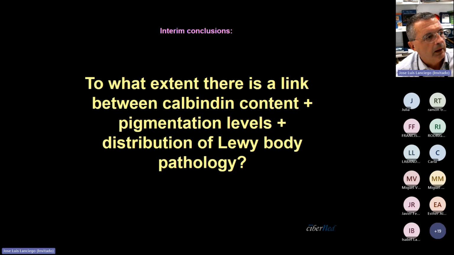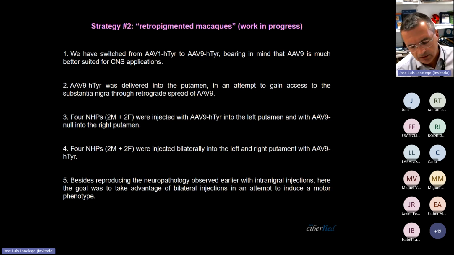Just keep in mind. So what we did next, as a different strategy, instead of delivering AAVs in the substantia nigra, we changed the AAV serotype, and we are now using an AAV9 instead of an AAV1. The main advantage of AAV9 is that, at least in non-human primates, it is transported in the retrograde direction very efficiently. So by taking advantage of brain circuits, the message is that you can induce transduction over some distance if you are dealing with areas that are interconnected.